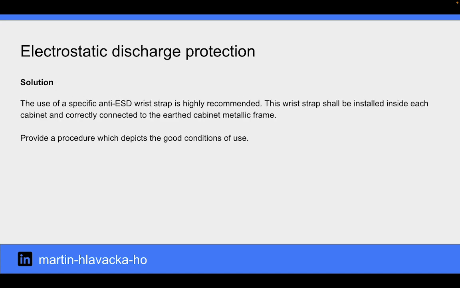The use of a specific anti-ESD wrist strap is highly recommended. This wrist strap should be installed inside each cabinet and correctly connected to the earthed cabinet metallic frame.